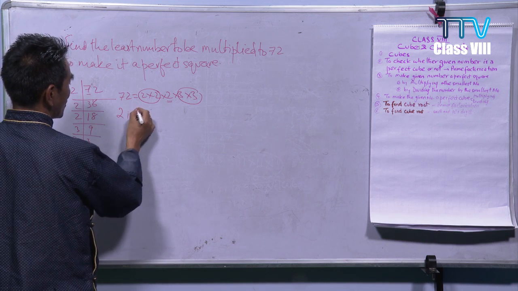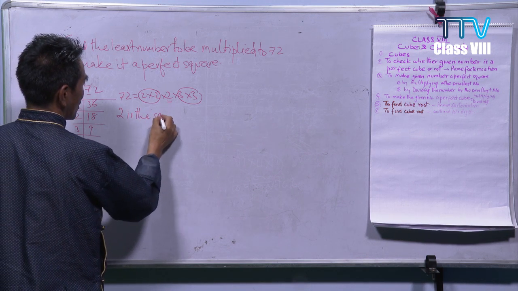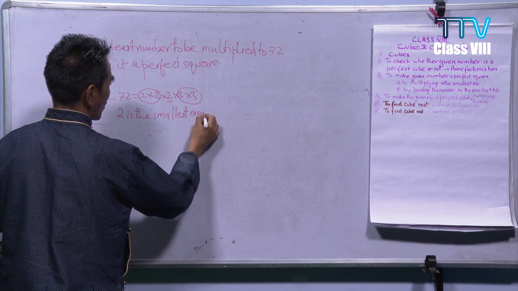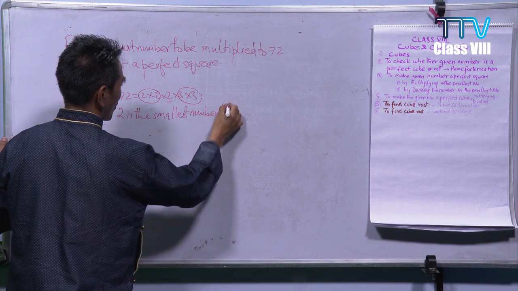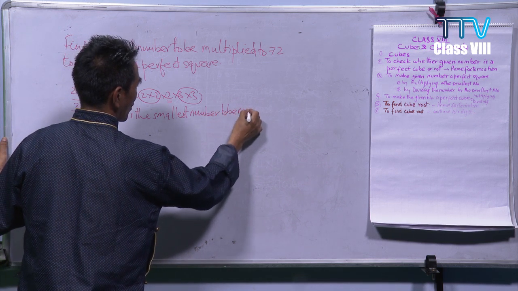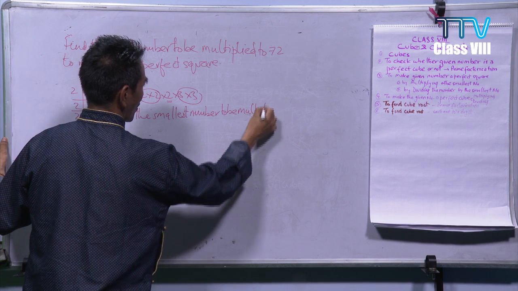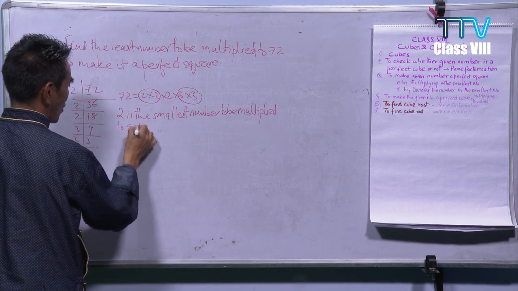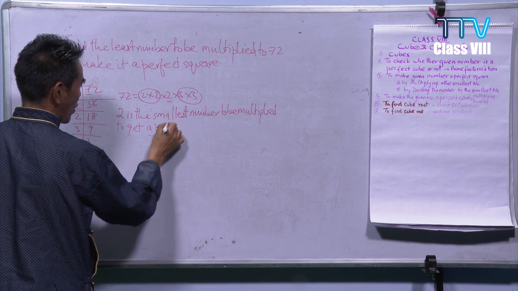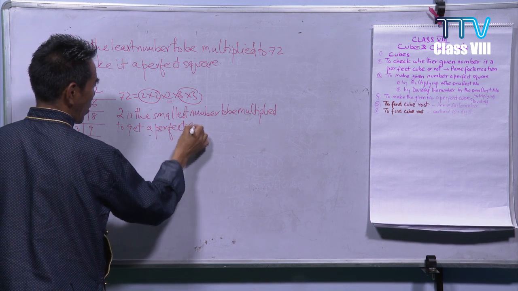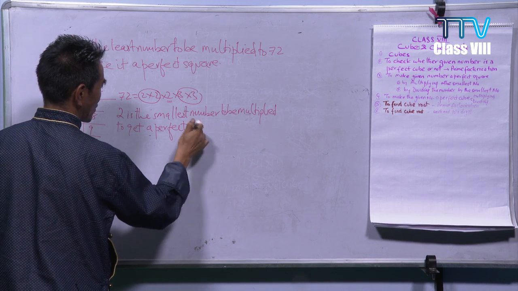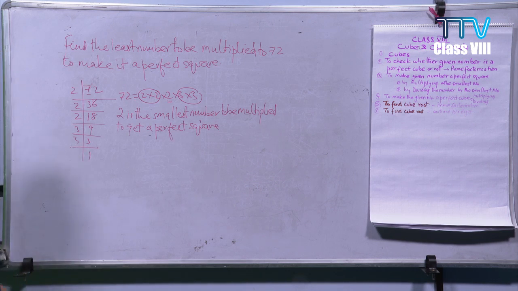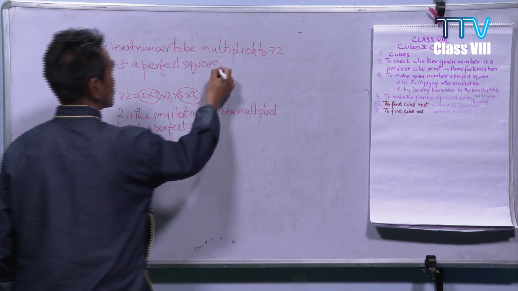2. Perfect square. Now find the square root of the product.